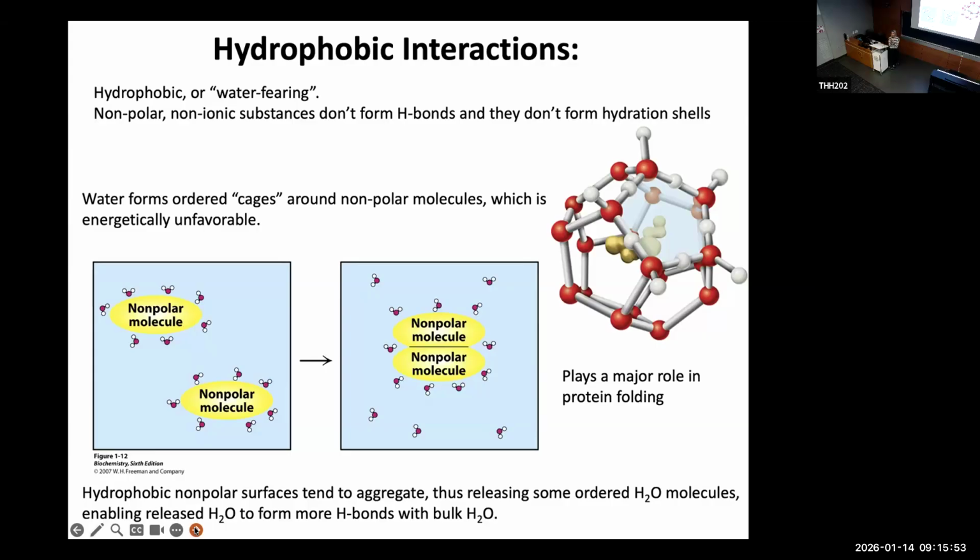Hydrophobic molecules tend to come together to limit the ordered structure of water. Questions on that? It's called the hydrophobic effect. It's not called hydrophobic bonding or anything like that because there aren't any true bonds between these molecules.